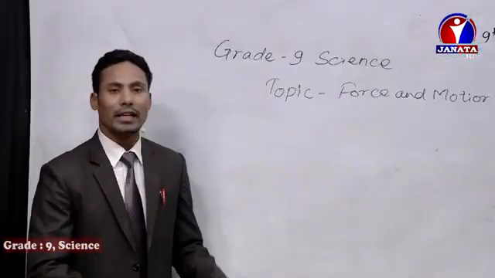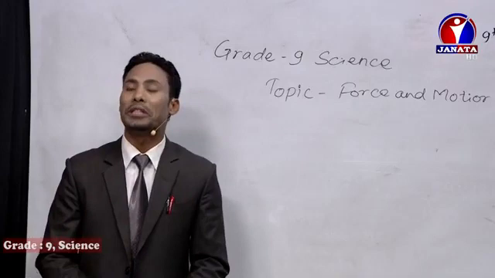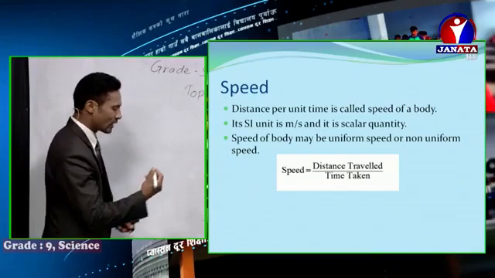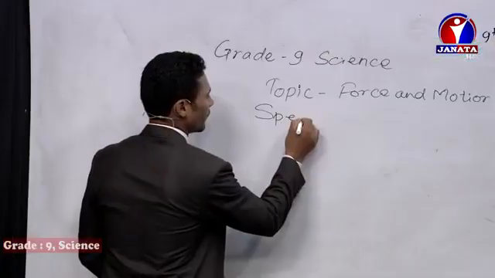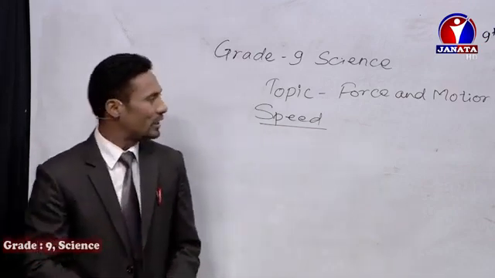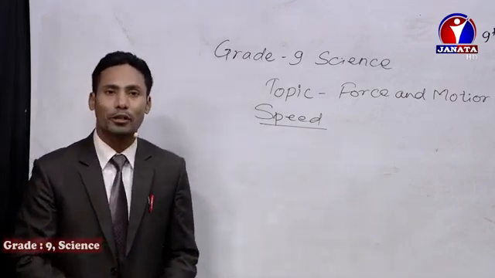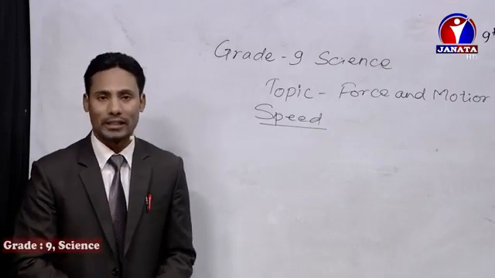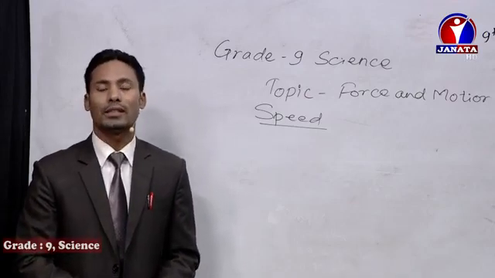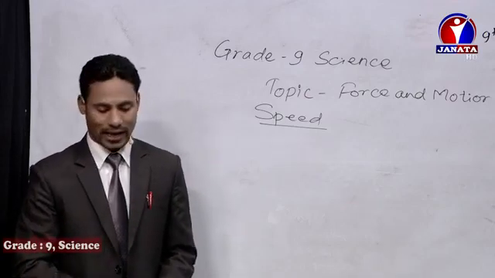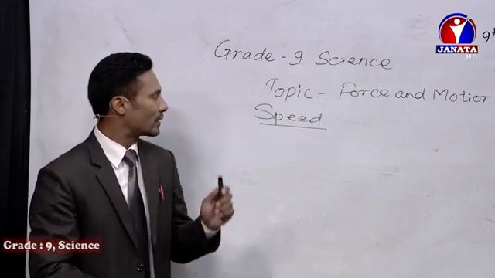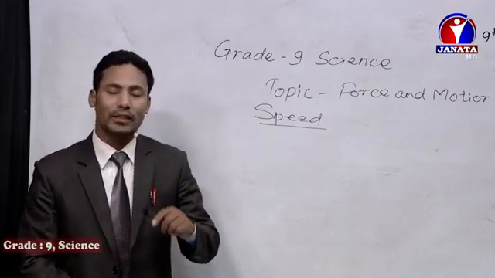So today we will start the speed and the velocity that we will discuss today. So let's start with the speed. Okay, speed. Speed can be defined as the distance per unit time. That is the speed, right? Distance per unit time, or the distance covered in certain durations of time, of a body, right?